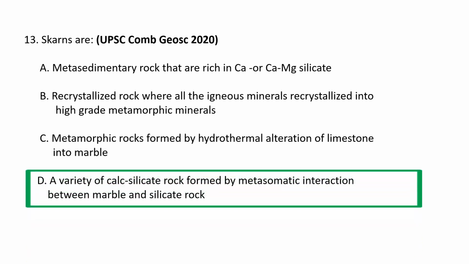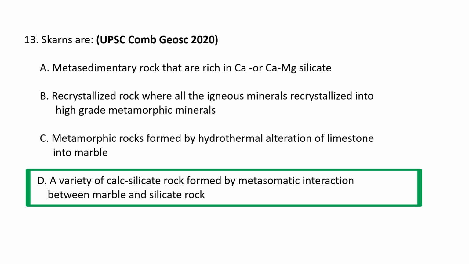So skarns or tactites are known as coarse grained metamorphic rocks that form by the replacement of carbonate bearing rocks during regional or contact metamorphism and metasomatism.